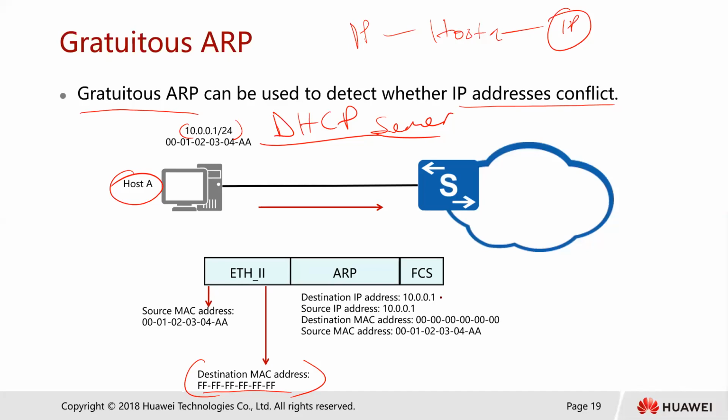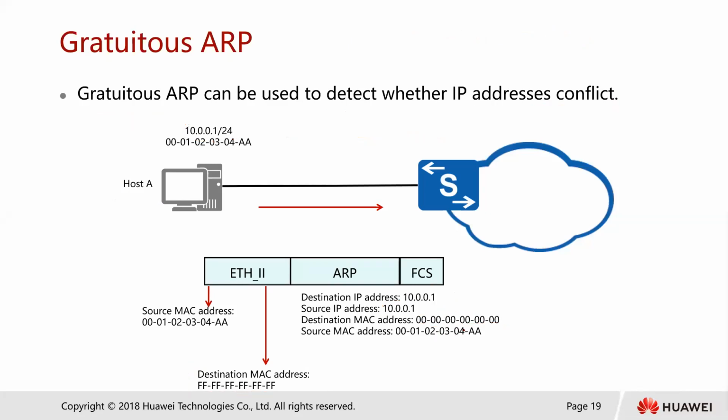So the Gratuitous ARP will go with a destination IP address, which is his own IP address. The source MAC address is still his address. The destination MAC address is a broadcast MAC address, and the source MAC address is his MAC address. So he will go ahead and send the packet to everything.